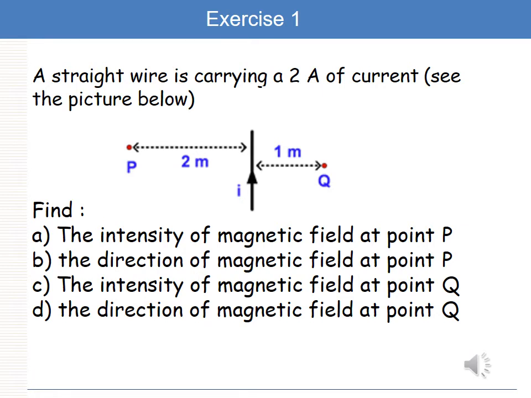Now let's do some exercise. In this exercise, we have a problem like this. A straight wire is carrying 2 amps of current. You're asked to find the intensity of magnetic field at point P, the direction of magnetic field at point P, the intensity of magnetic field at point Q, and also the direction of magnetic field at point Q.